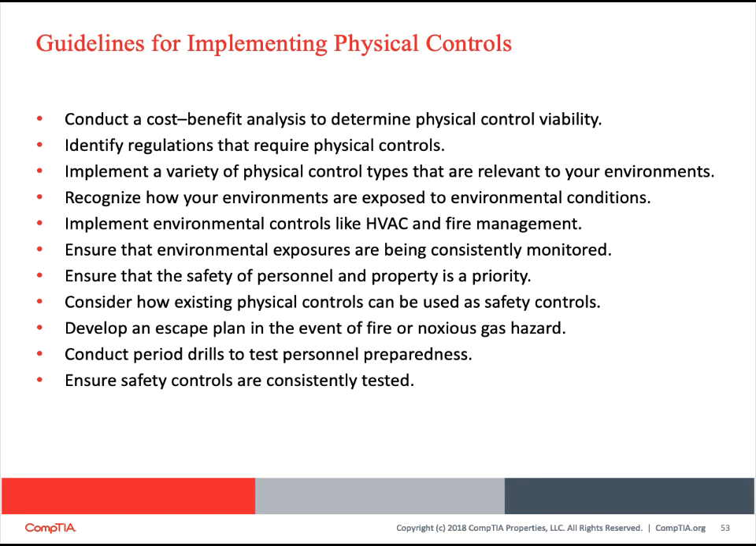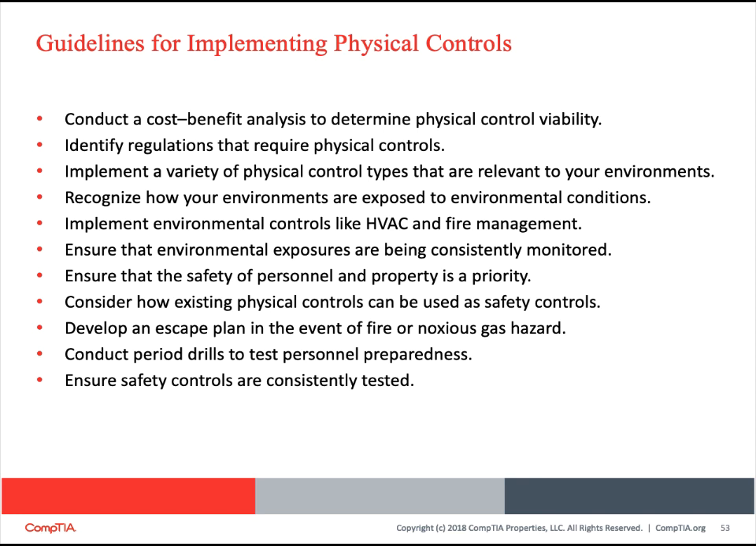Ensure the safety of personnel and property is a priority. Our personnel, hopefully, are number one in our organization, and we want to ensure their safety. And this is an organization, so after the safety of our personnel, we need to make sure that our property is secure. Consider how existing physical controls can be used as safety controls. Existing physical controls could be fences, cameras, and lighting, right? That's a physical control to make sure that people aren't hiding in the dark, but it's also making sure that our employees aren't tripping over some sort of wire as they're walking through the building.